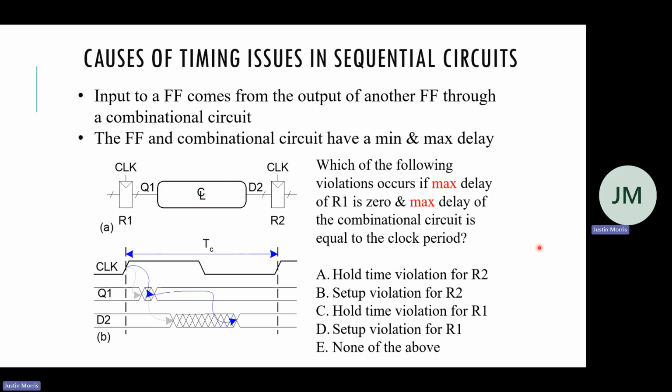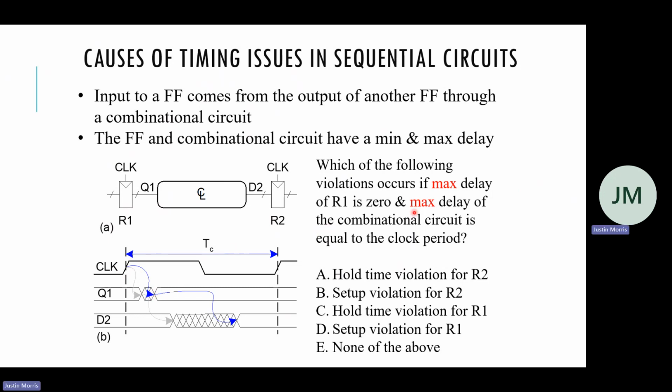Okay, if you were convinced to change your answer, do change your answer. All right, let's go through this. So we're saying that the maximum delay of R1, and what is this? T_PCQ, right? Propagation delay from clock to Q of R1 is 0. And that is represented by here, right? Clock to Q, this arrow. So we're saying this is 0, right?